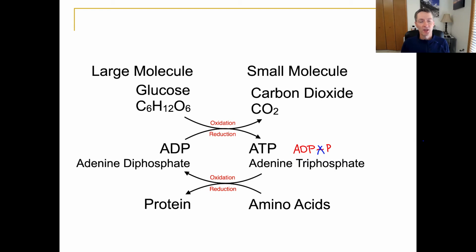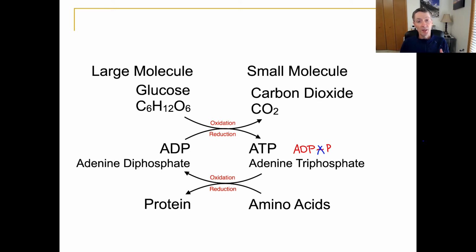Now just think of all the other things we might use this energy for to make bonds. What if I want to use energy to put a bunch of glucoses together to make glycogen? What if I want to use energy to put a bunch of nucleotides together to get my DNA?